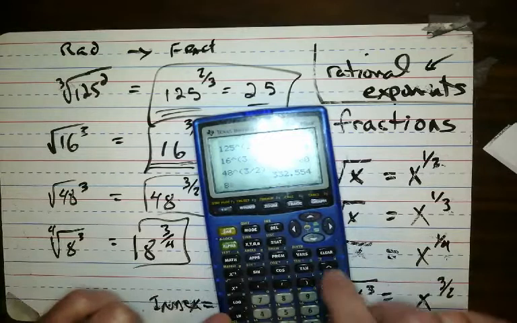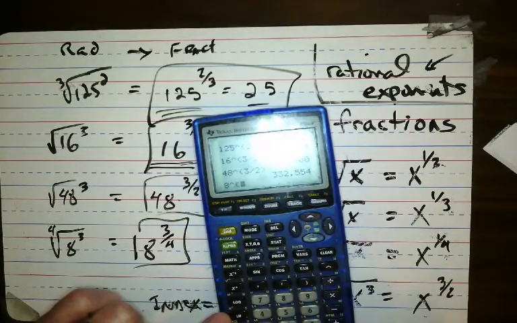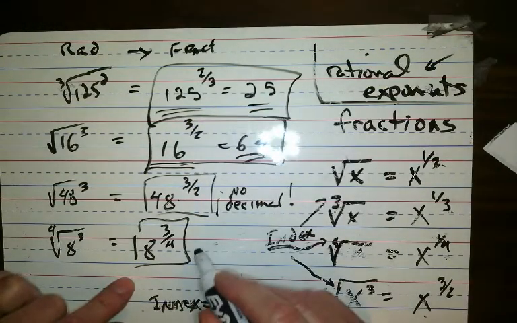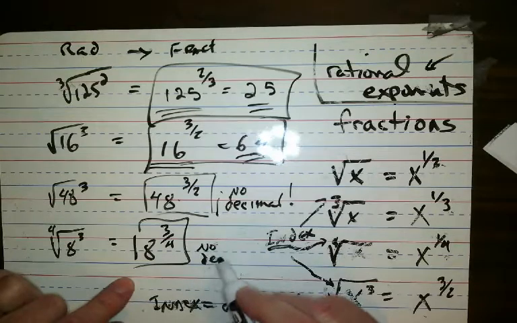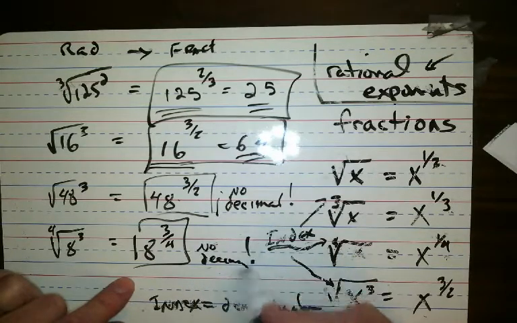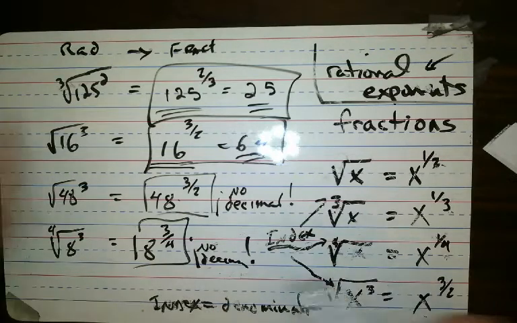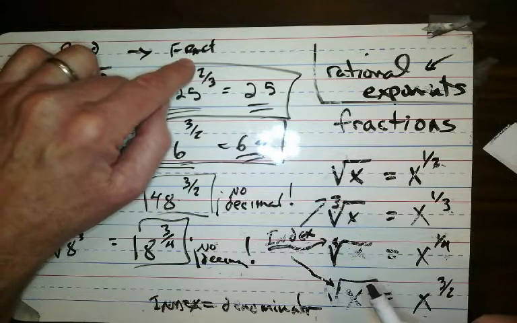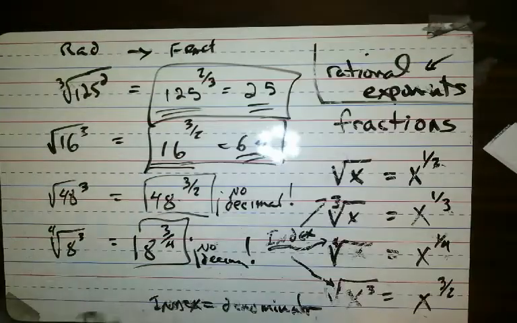Let's do 8 raised to the parentheses 3 divided by 4 power. Remember, always put parentheses. Another nasty little decimal. We do not want decimals. So we're going to say that right there. I don't want it. No sirree, Bob. So this is the answer. Right? I changed a radical into a fraction exponent. Ta-da! Let's do it the other way.